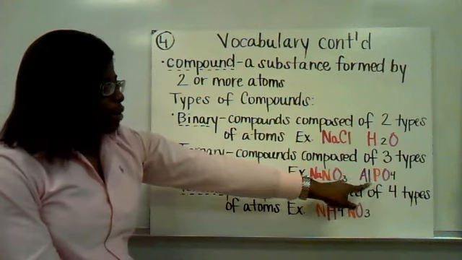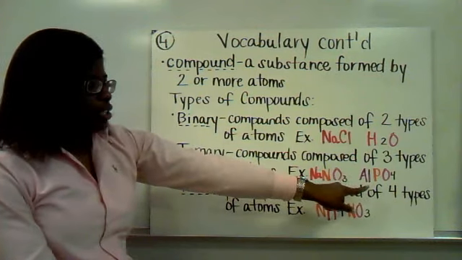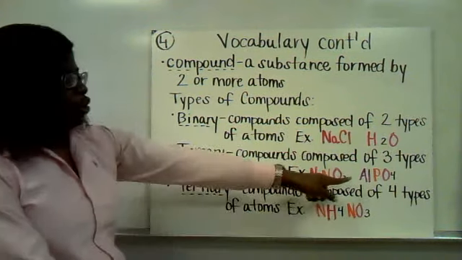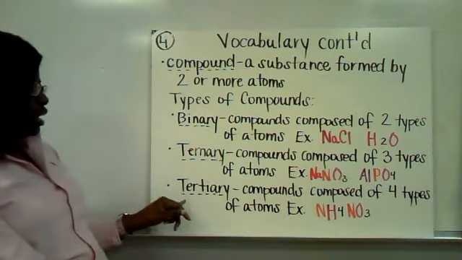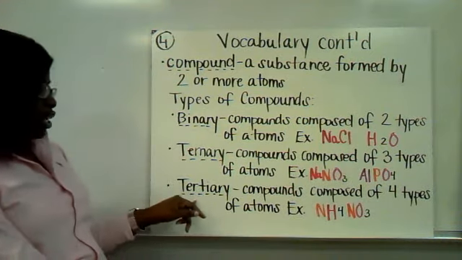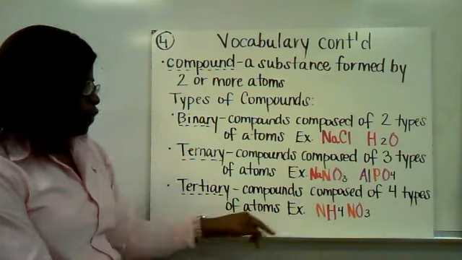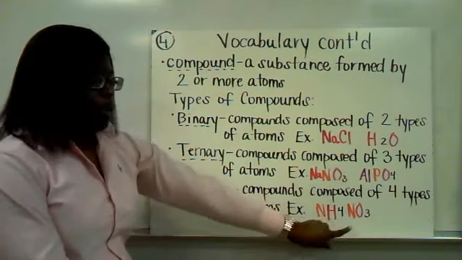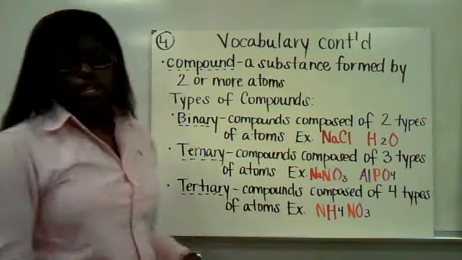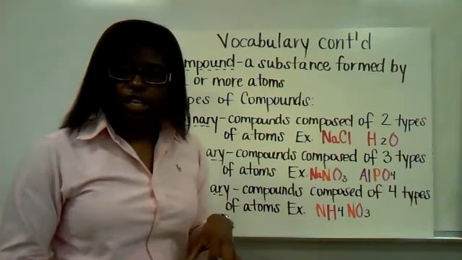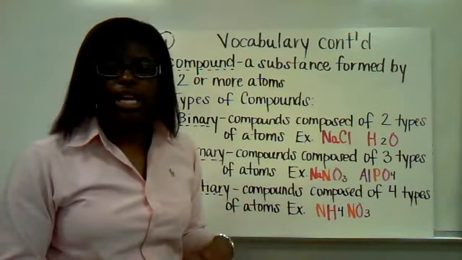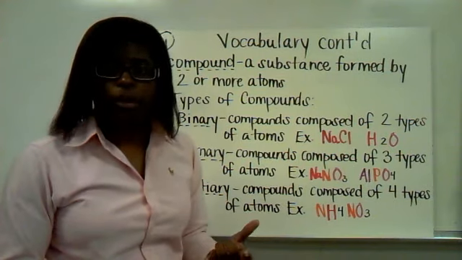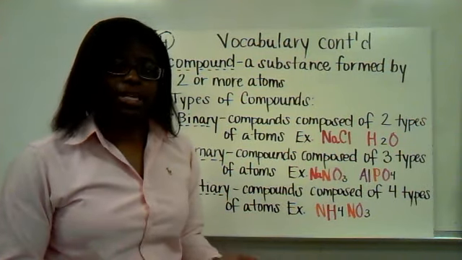Here you have aluminum, phosphorus, and 4 oxygen. This actually forms aluminum phosphate. Then with the quaternary compounds, they're composed of 4 types of atoms. So you have your ammonium and you have nitrate. So this is ammonium nitrate. So when you watch the next video, you're going to be able to apply this information and learn how to write the chemical formulas for monatomic and polyatomic ions.